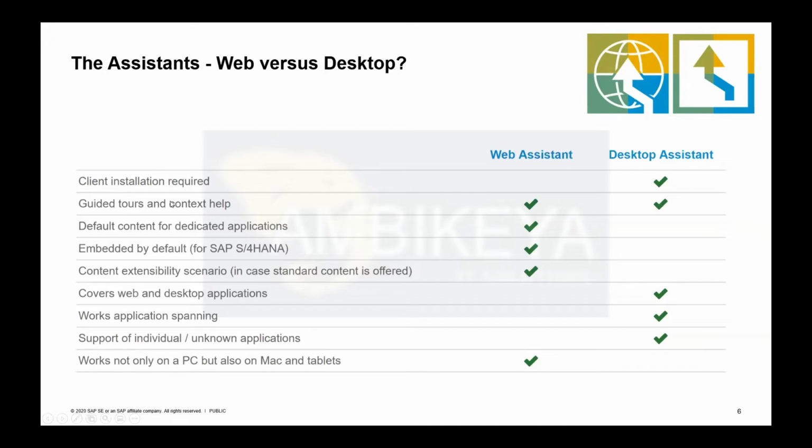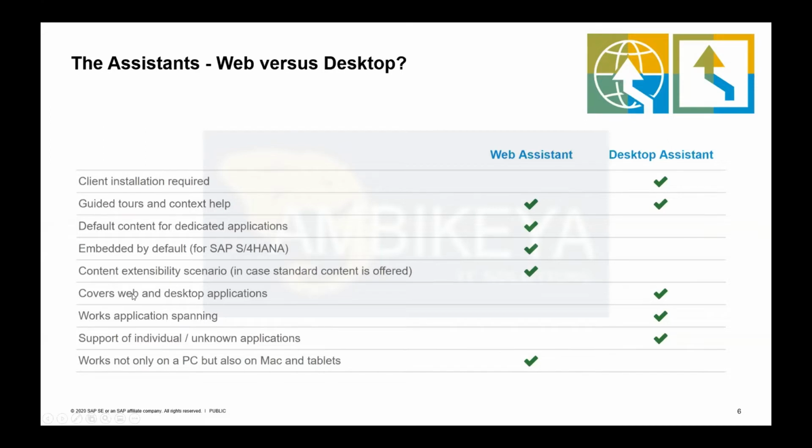Both can do guided tours. Default content, standard content, is only available for the desktop assistant. All right, we know all about that. It's already embedded by default in, I should have put an e.g. instead of the "for", because there are several applications already equipped with the web assistant, as you know. Based on that, this extensibility case where we can mix custom content and standard content at runtime together is something which is exclusive to the web assistant as well.